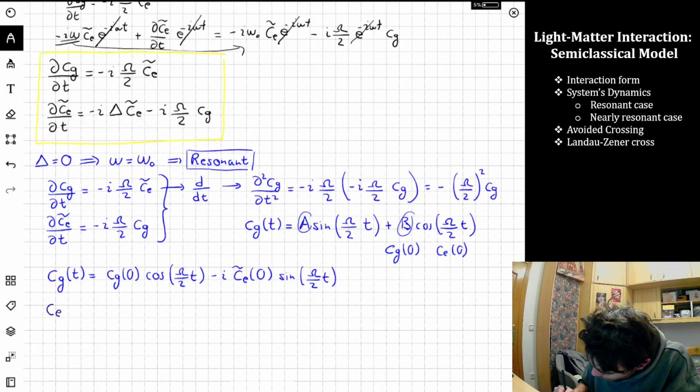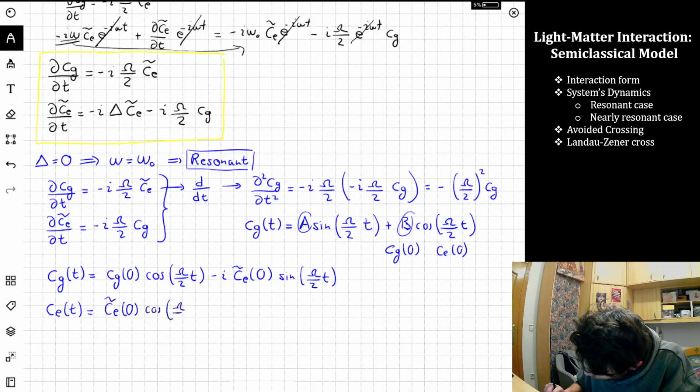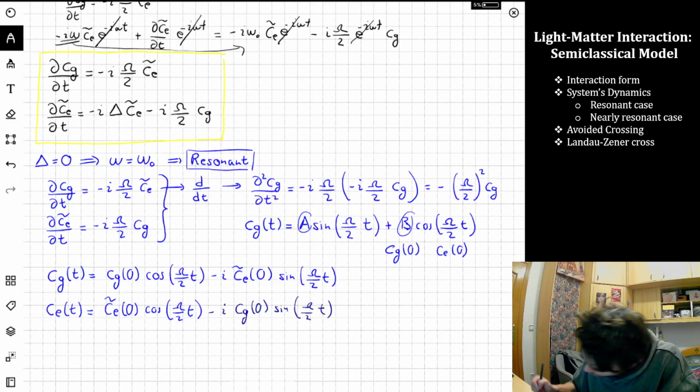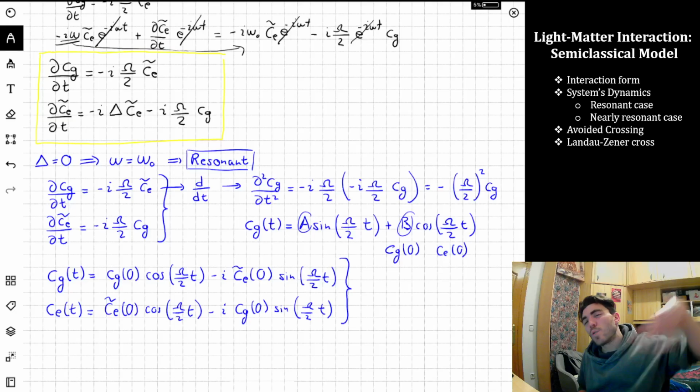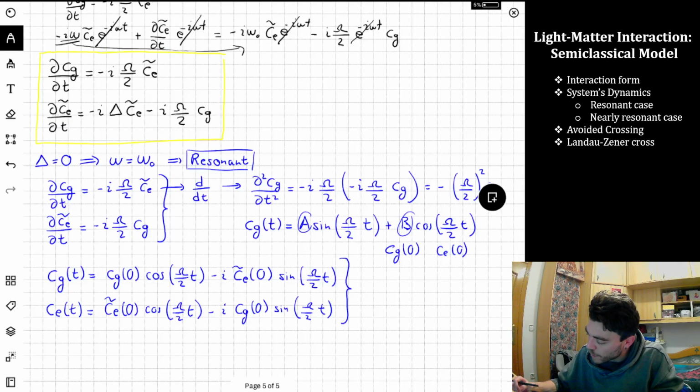And very similarly, just doing exactly the same thing for Ce, one gets Ce(t) = Ce(0) cos(Ωt/2) − i Cg(0) sin(Ωt/2). And this means that the populations of the ground state and the excited state are going to swap, in some sense.